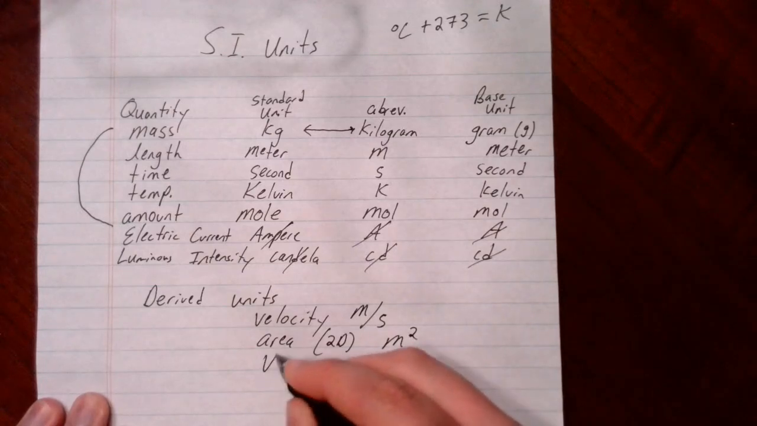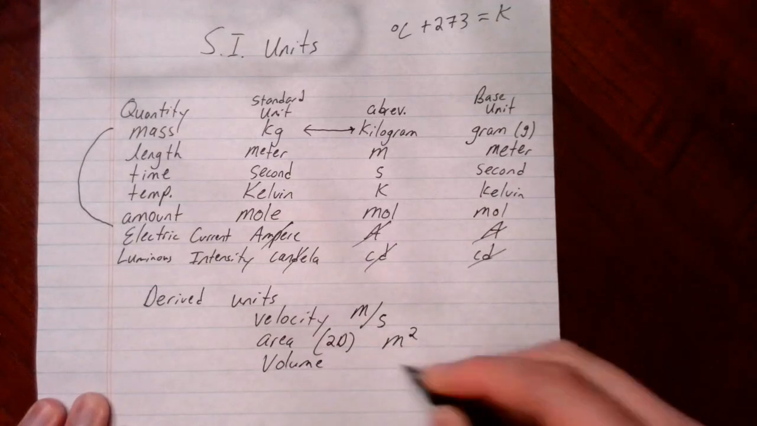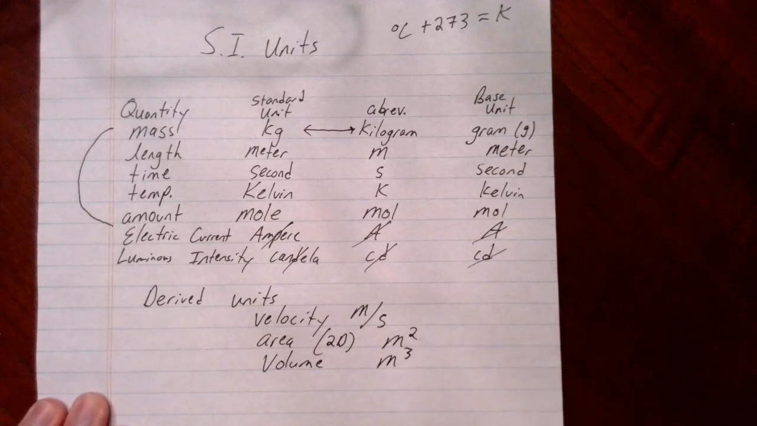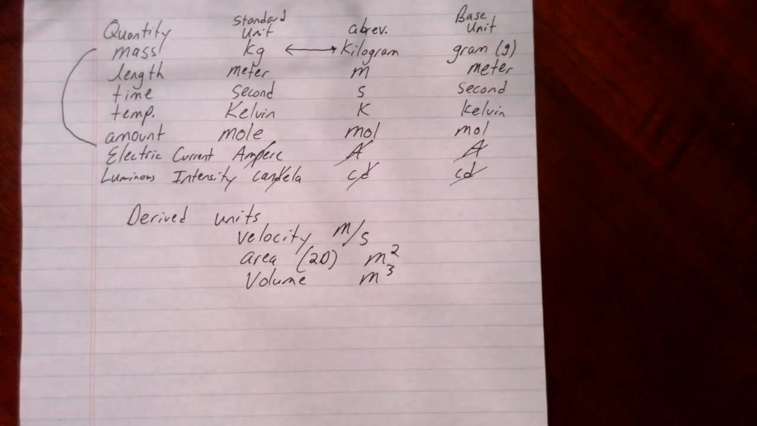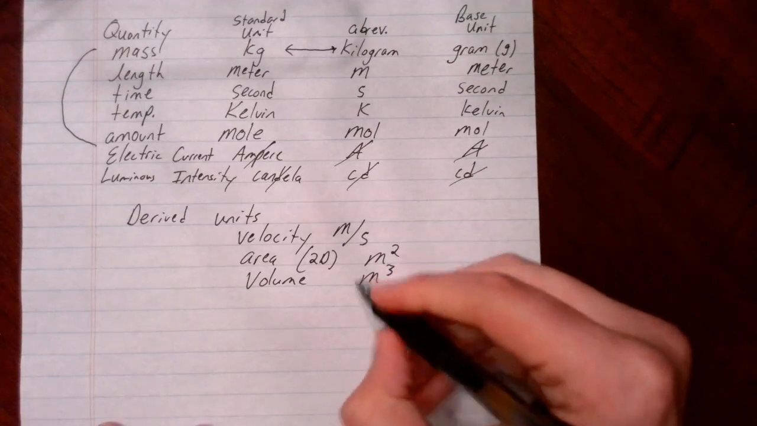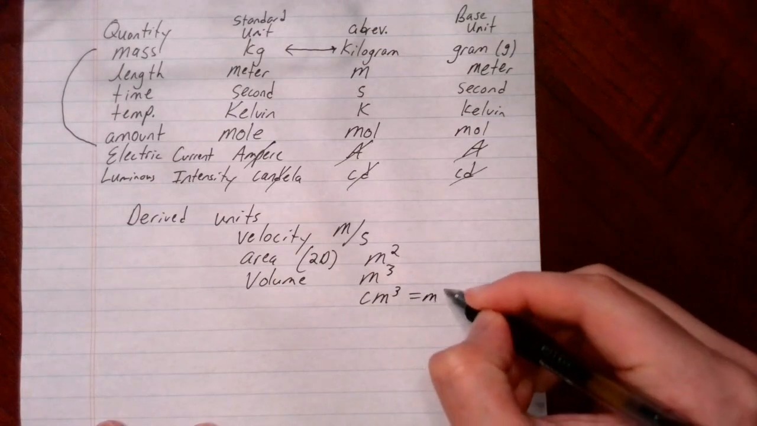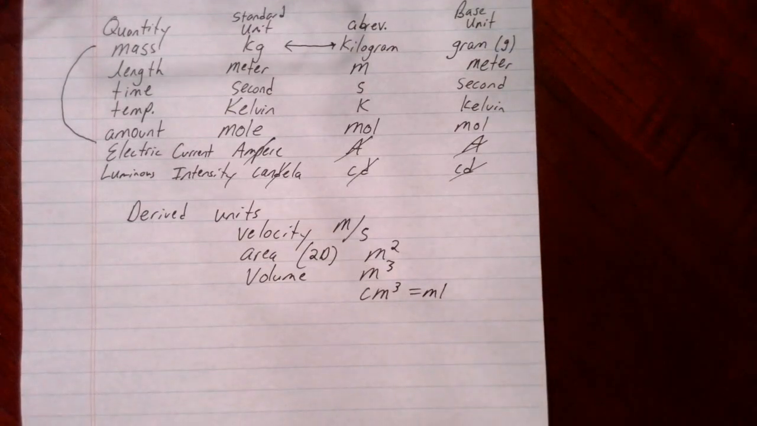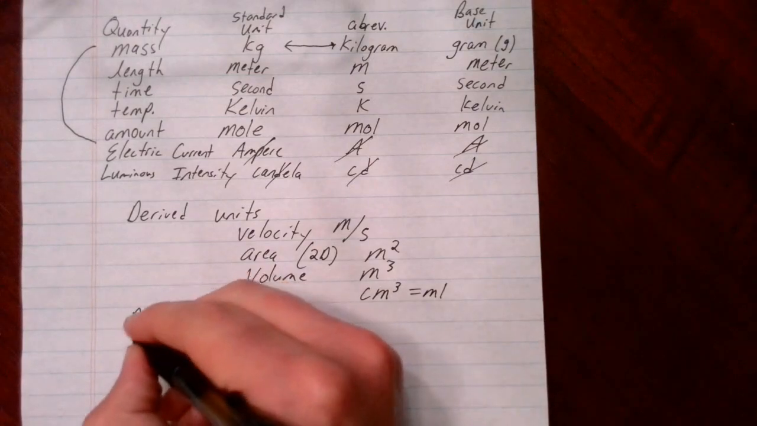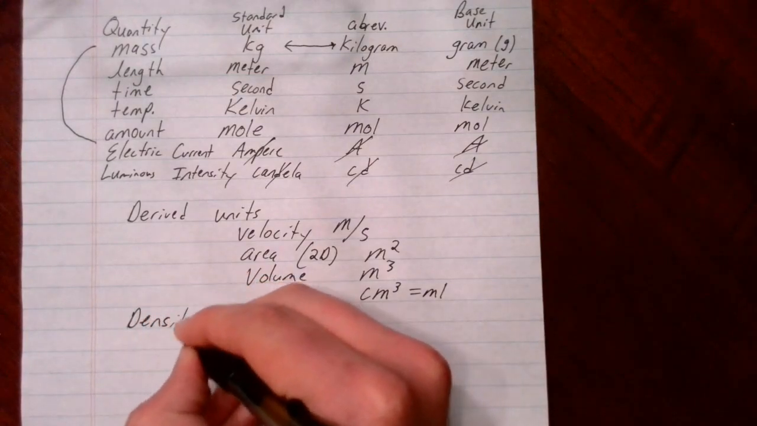This is a time to throw in a little conversion factor that we should know. A cubic centimeter is equal to a milliliter. Go ahead and write that down in your notes. We'll come back to that in a couple of videos and talk about that more. But the most important derived unit that we're going to talk about for a while is density. Density is equal to mass divided by volume.